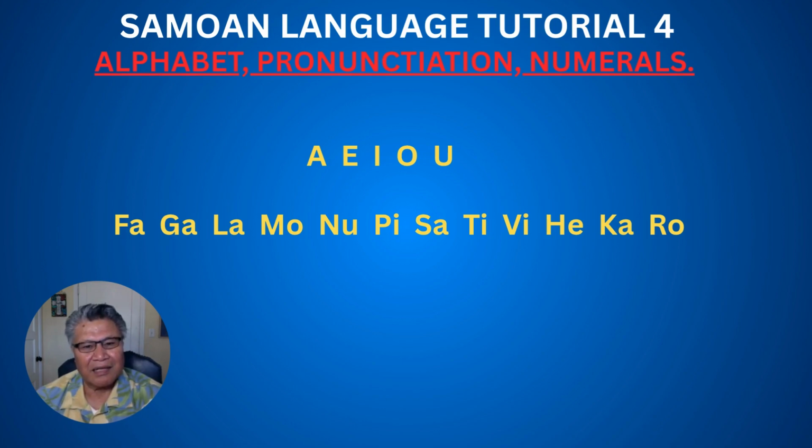A, E, I, O, U. Those are our vowels. And then the consonants, they're pronounced as they are in English, but the names are Fa, Nga, La, Mo, Nu, Pi, Sa, Ti, Vi. Those are the names of the consonants. But if you don't really want to know the names of the consonants, it doesn't matter because they still sound the same as in English.